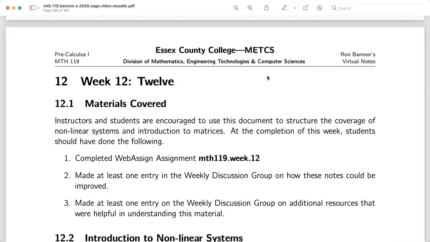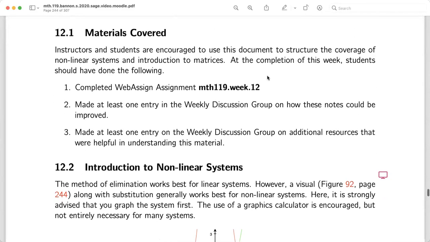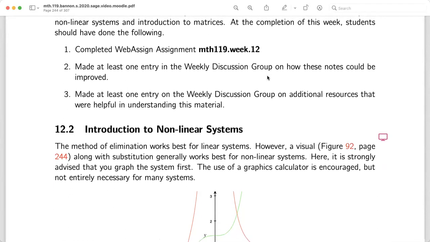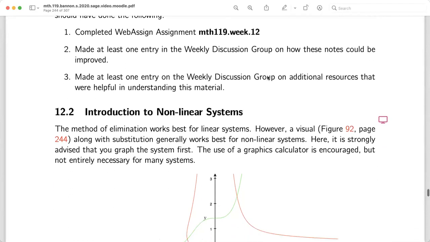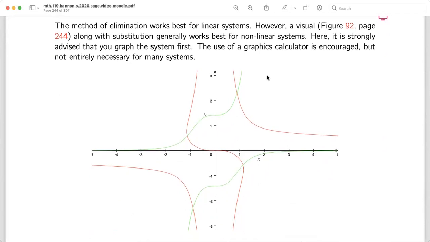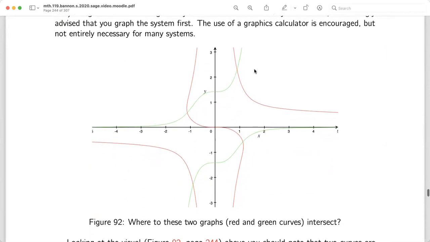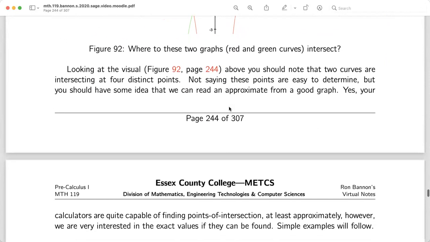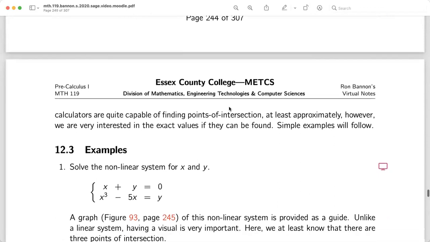All right, we're in week 12, and week 12 is going to be an introduction to solving nonlinear systems. And here, what we're going to be doing is we're going to be given curves, and those curves have points of intersection. So we've presented this material to you. We presented graphs, looking at graphs, looking for approximate solutions. What does it depend on? Really good quality graphs, all right, to do that.